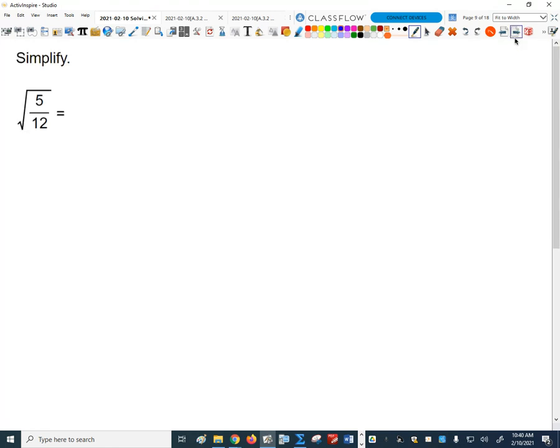Okay, what about one like that? Can I reduce 5/12? No, I can't. Can't reduce 5/12. And so I'm stuck with, and I'm going to split this up into separate radicals. So after I've reduced the fraction, I split the radical. First step. Okay, now what do you think? What's your intuition tell you here? What am I going to do?